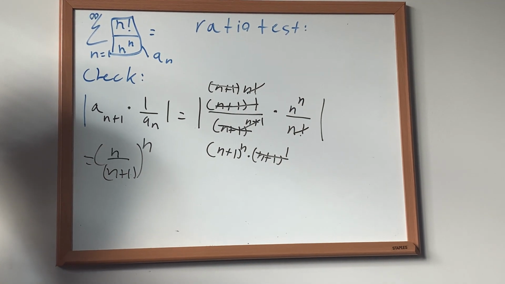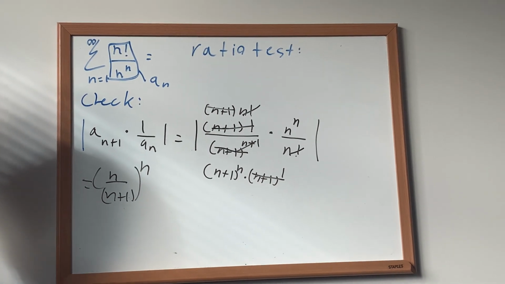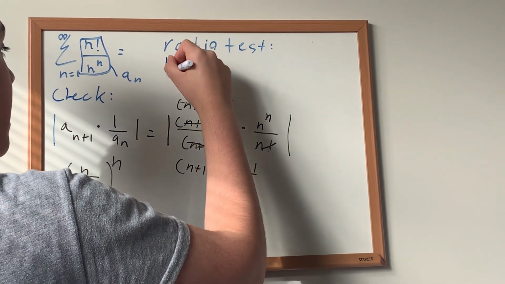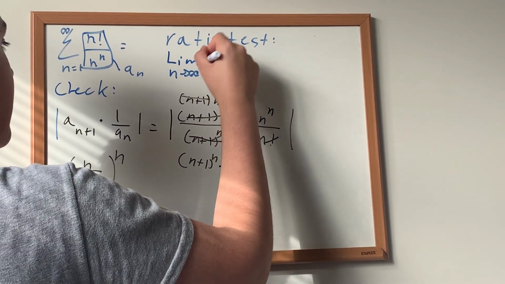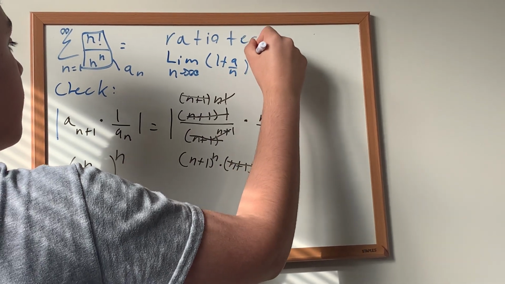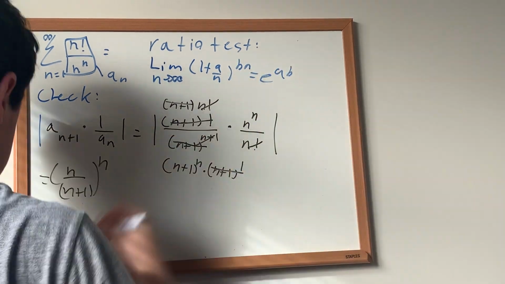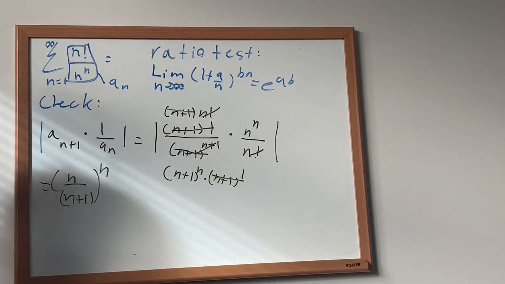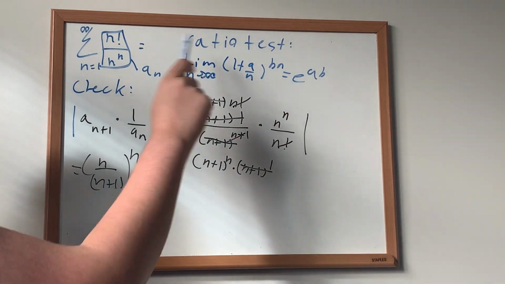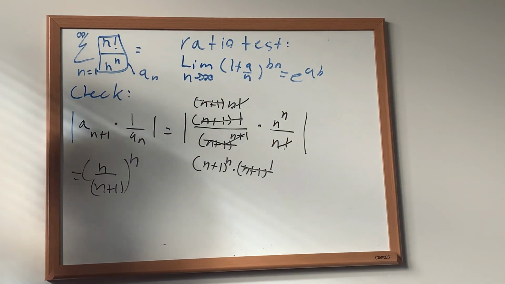And now I want to use a limit that has been proved before and has a specific answer. So here I go. So we get the limit as n approaches infinity of 1 plus a over n to the power of bn. This is equal to e to the power of a times b. So the limit as n approaches infinity of 1 plus a over n to the power of b times n is equal to e to the power of a times b.